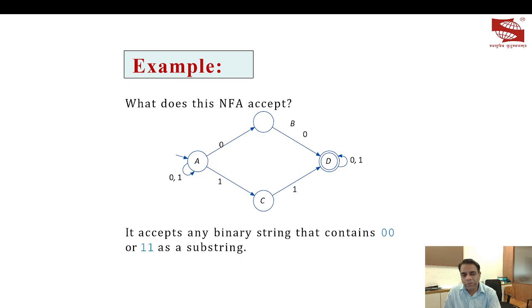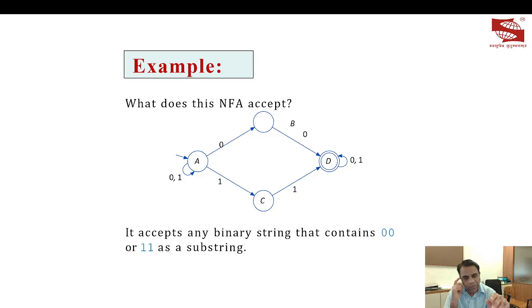We can ask which language this particular finite automata will accept. The initial state is A. We will start from A and we will reach D. We will accept the language when we reach the final state, and that is D. If double zero is a substring of a string, it will be accepted by this machine, or double one using the second path from C. If double one is part of the substring, your machine will accept it.